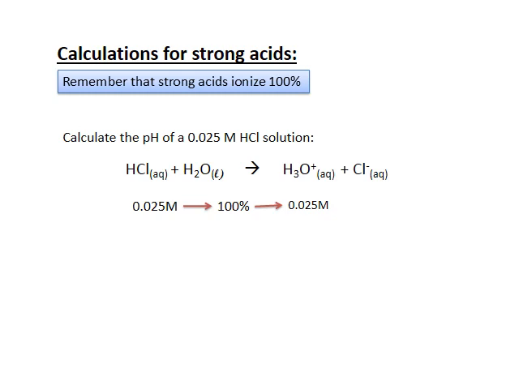So we're in the home stretch to calculating our pH. All we do is take the negative log of that. And what I got was a pH of 1.60.